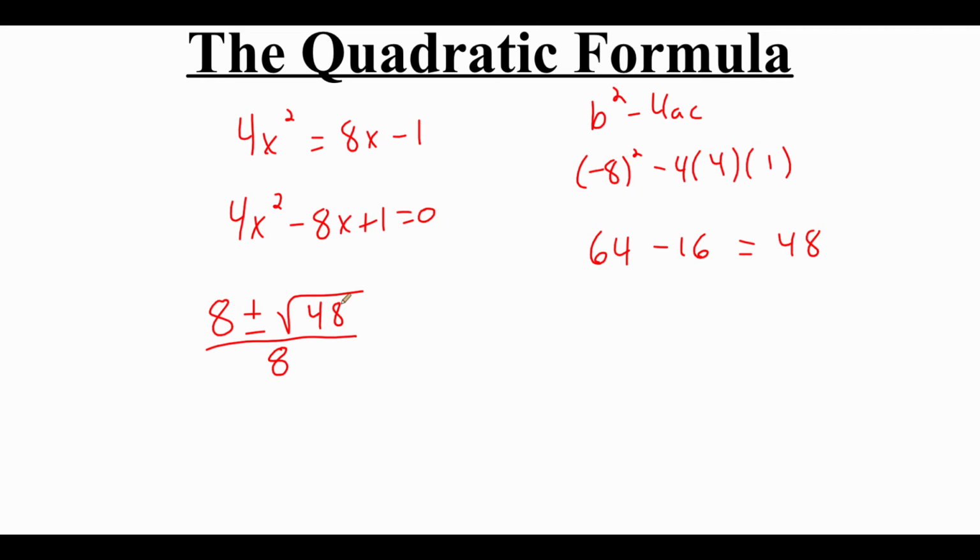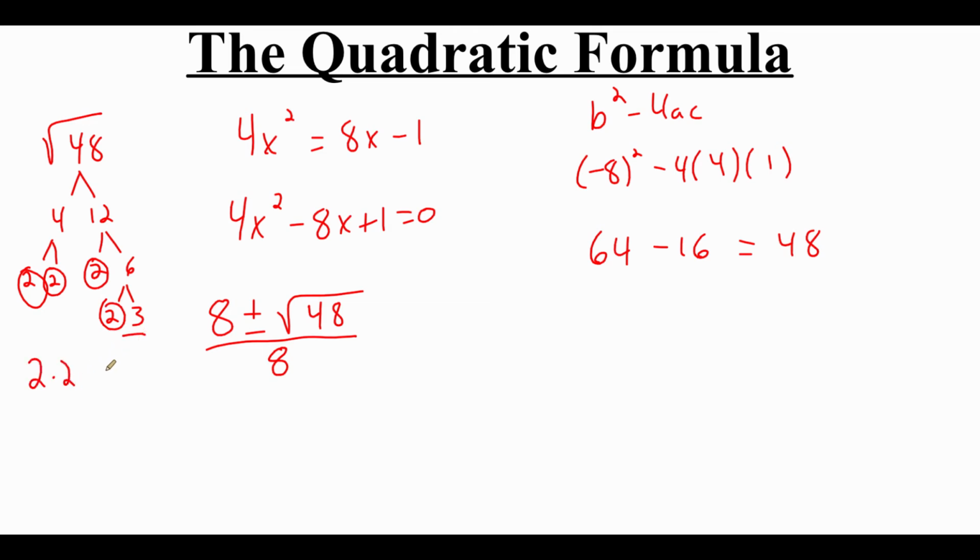Now on top, with that square root of 48, that's not a nice perfect square, but we can break it down. So the square root of 48 is going to split into 4 and 12. 4 splits into 2 and 2, 12 splits into 2 and 6, and 6 splits into 2 and 3. So I've got one pair of 2's that I can take out, and I've got another pair of 2's that I can take out. So we got 2 times 2, but we've got this unpaired 3 underneath the radical. So that square root of 48 is actually going to simplify down to 4 root 3. So we're going to have 8 plus or minus 4 root 3 all over 8.